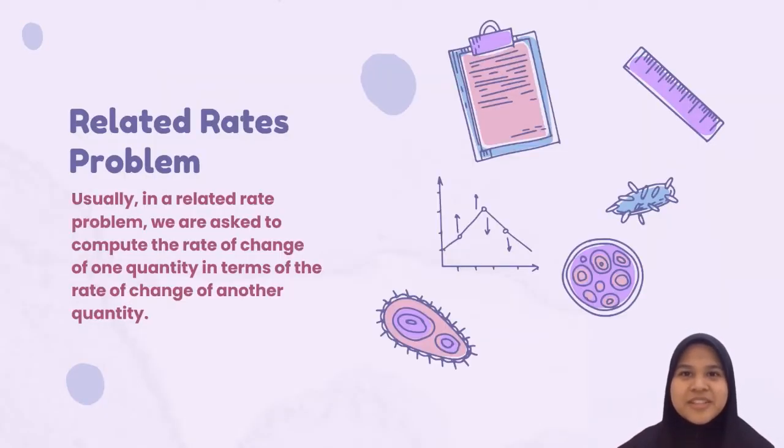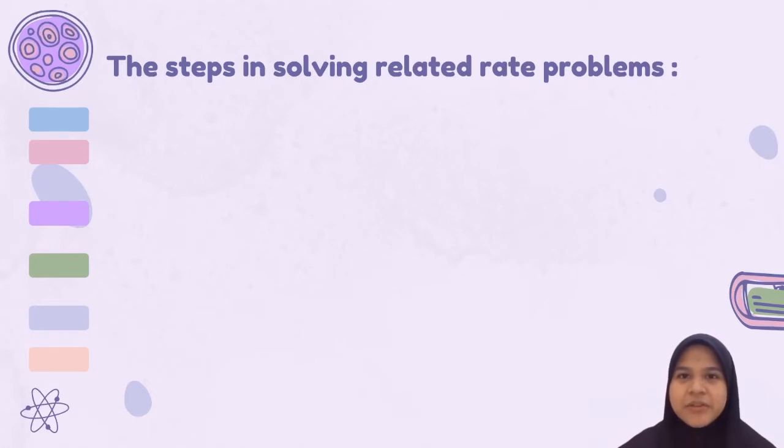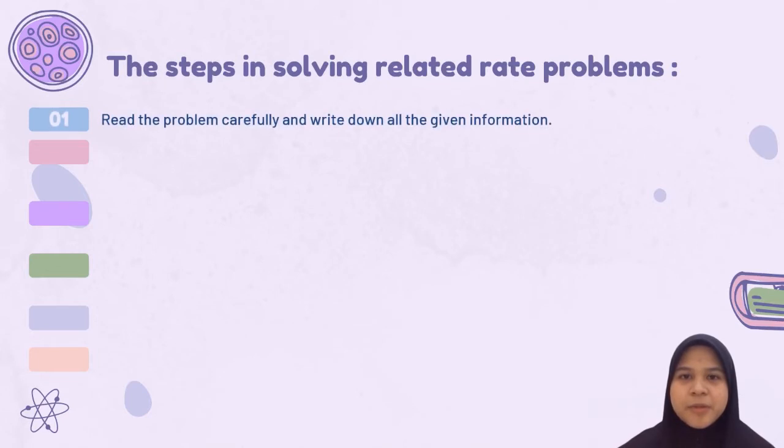Moving on to related rates problems. Usually, in a related rates problem, we are asked to compute the rate of change of one quantity in terms of the rate of change of another quantity. The steps in solving related rates problems are as follows. The first step is to read the problem carefully and write down all the given information. Next, sketch and label a graph or diagram if applicable.